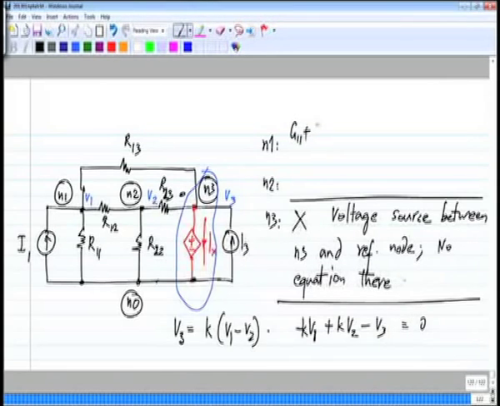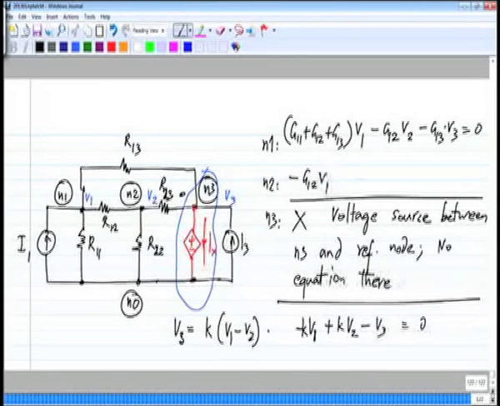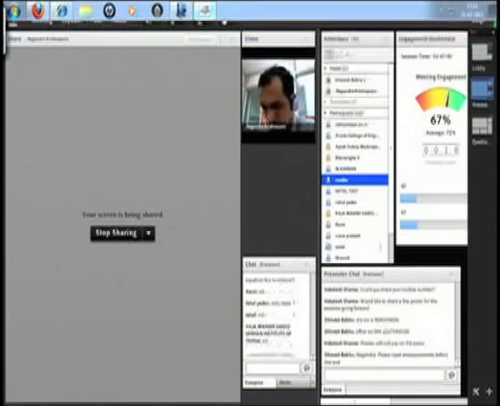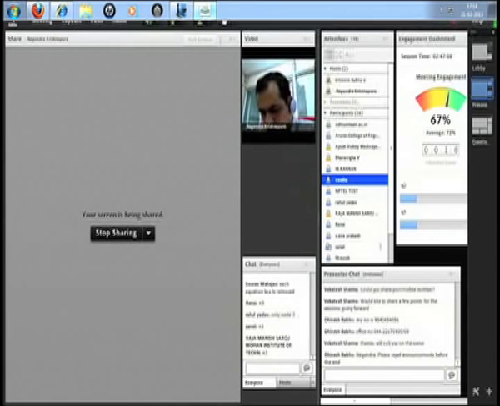That is (G11 plus G12 plus G13) times V1 minus G12 V2 minus G13 times V3 equals 0. Similarly, minus G12 V1 plus (G12 plus G22 plus G23) times V2 minus G23 V3 equals 0. Sorry, the first equation, it is not 0, it is I1. Okay. So I hope this part is clear.